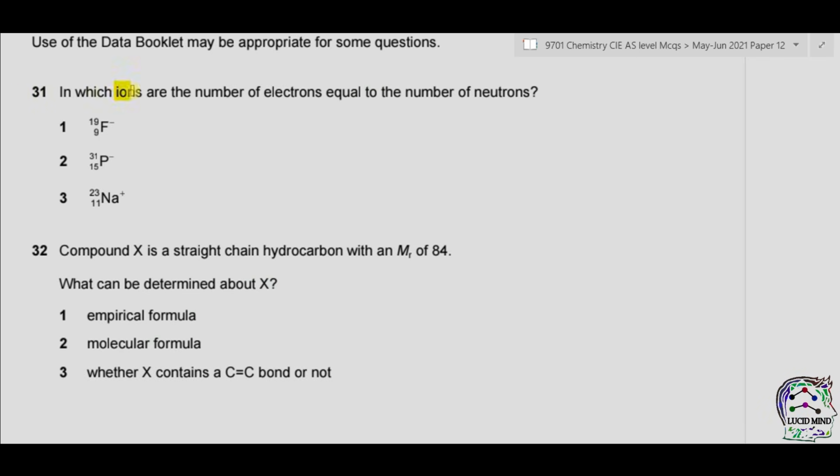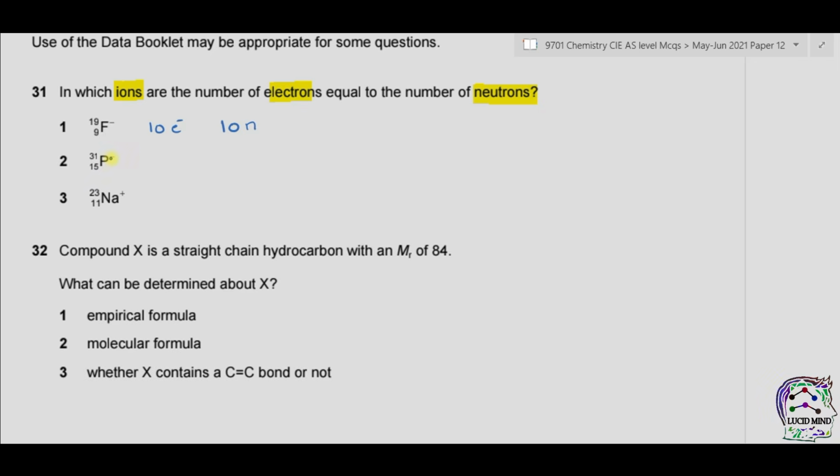Question 31. In which ions are the number of electrons equal to the number of neutrons? We can find electrons by looking at the charge. The proton number is 9, the charge is -1, so addition of 1 electron takes place. So 9 plus 1, it becomes 10 electrons. Number of neutrons can be found by subtracting the atomic number from the mass number. 19 minus 9, it becomes 10 neutrons.